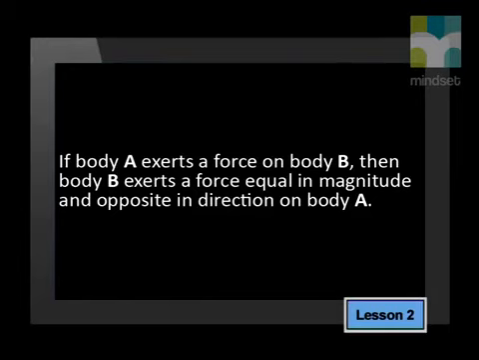Hello, I'm Nelly, and in today's lesson we will answer these questions by taking a closer look at forces acting on a body. In our previous lesson, we applied Newton's third law to a number of situations. Do you still remember the law? Newton's third law states that if body A exerts a force on body B, then body B exerts a force equal in magnitude and opposite in direction on body A.